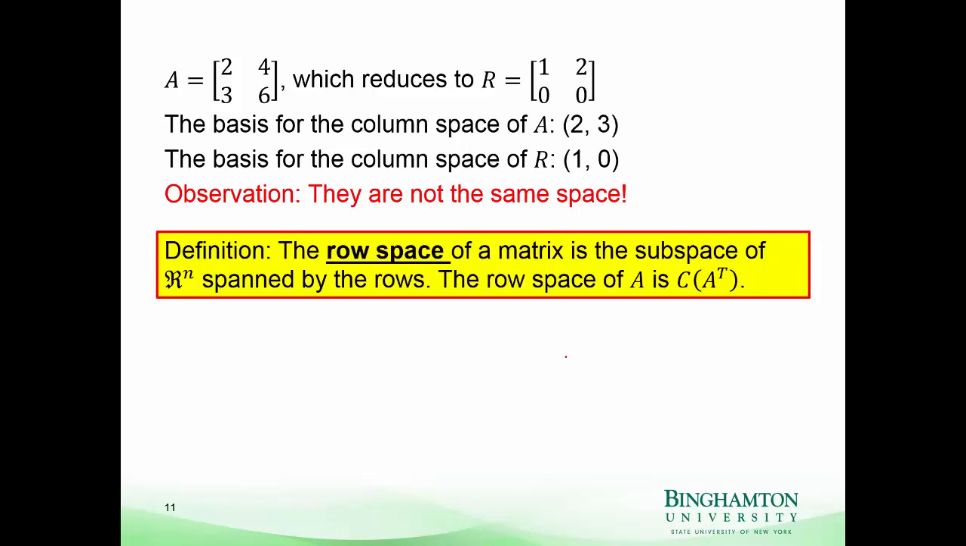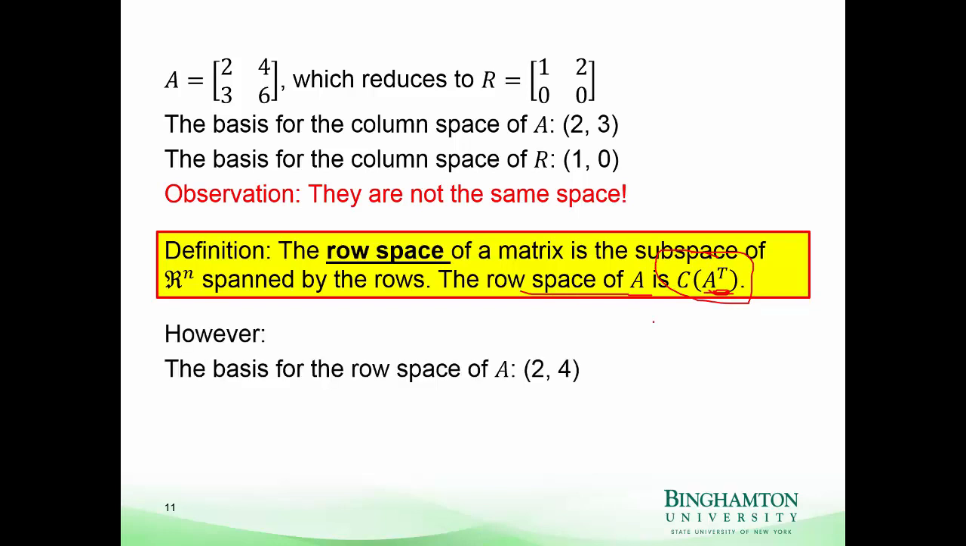But let's define a new thing called the row space of a matrix. That's the subspace of Rn spanned by the rows. Here we're talking about a matrix that's M by N. The row space of A: if we just transpose the matrix A, the columns of A transpose are the rows of A. So now the column space of A transpose becomes the row space of A.